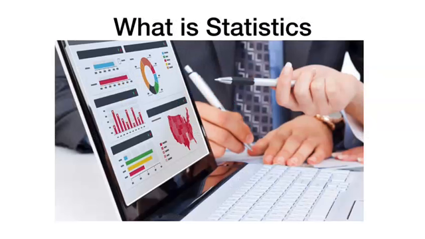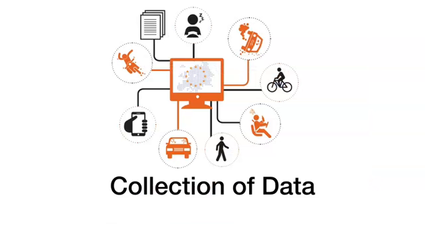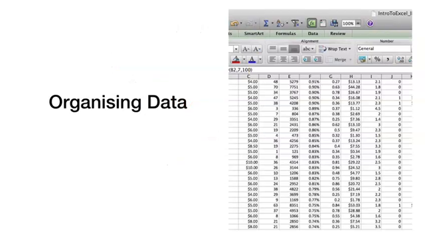Now let us get to know what is statistics. Statistics is one part of the branch under mathematics. Statistics is the science of data where it involves collection of data through primary or secondary process, organizing the data into a meaningful way such as into Excel, SPSS, or any form of table.